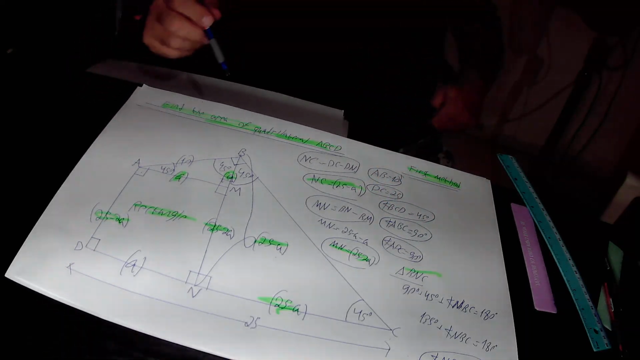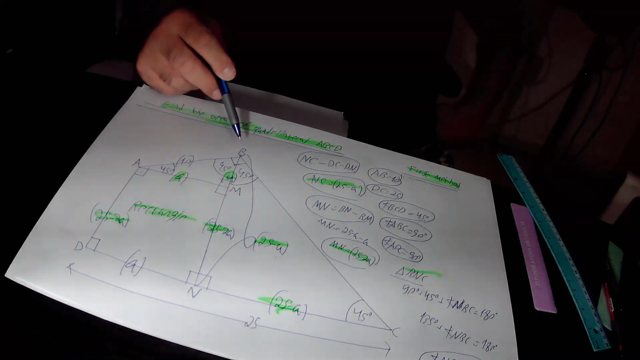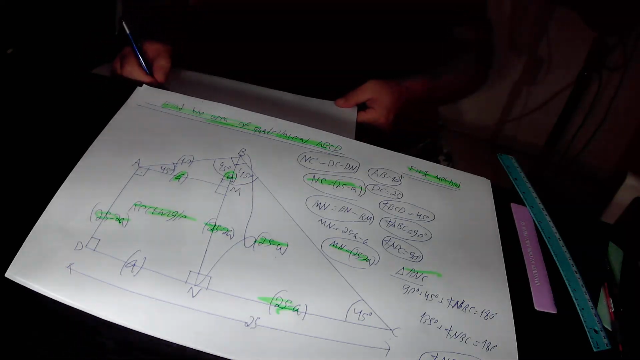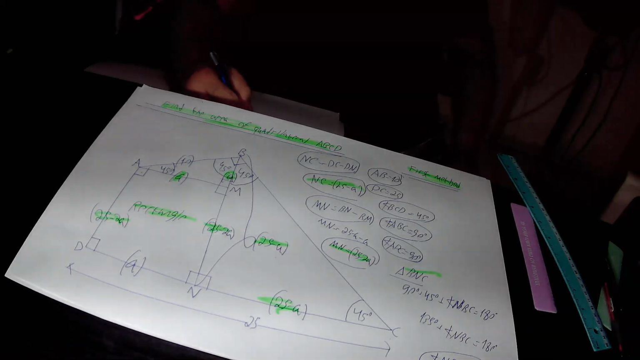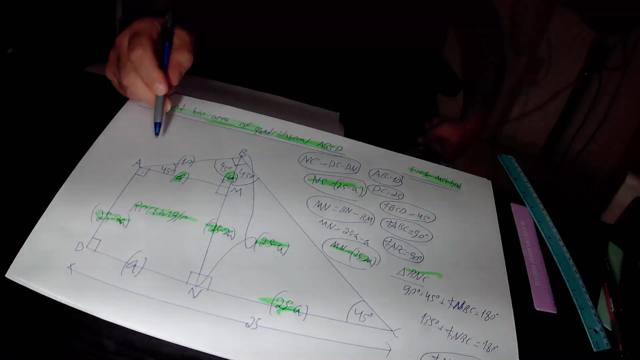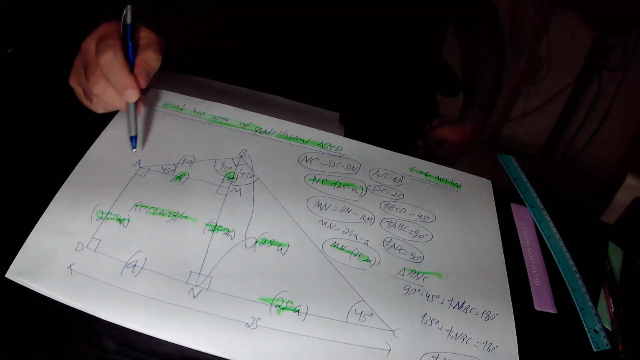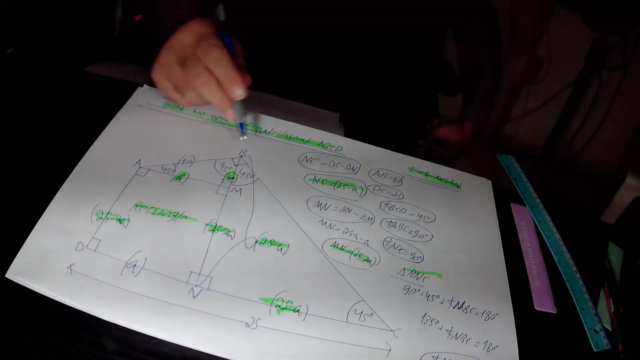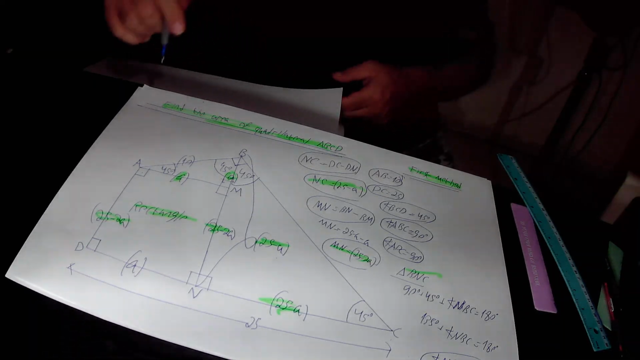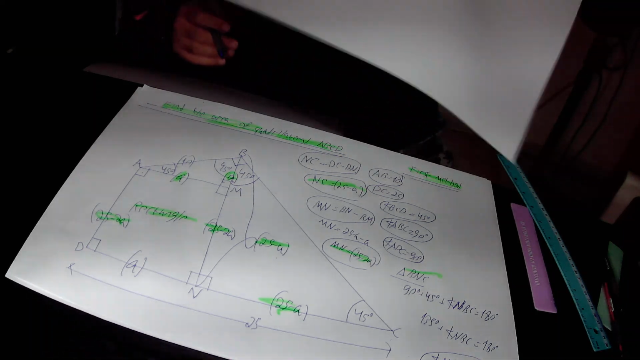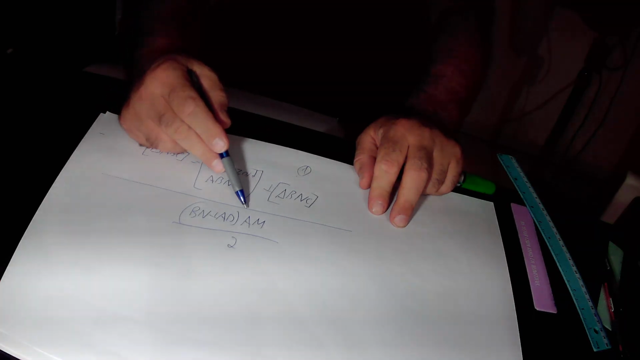So we found out the area of this trapezoid ABND equals the sum of its two parallel bases, that is BN plus AD, times the height AM. The height AM makes 90 degrees with the two parallel sides BN and AD. So this times the height AM over 2. I repeat again, the area of this trapezoid ABND equals the sum of its two parallel bases, BN plus AD, times the height AM over 2.